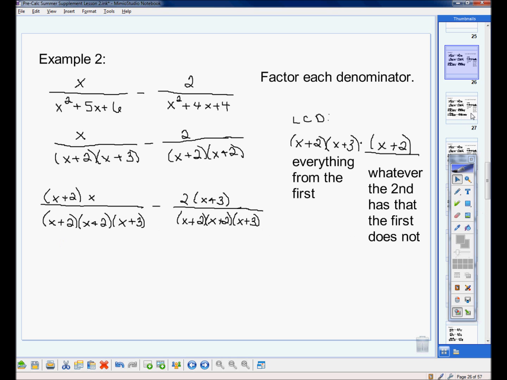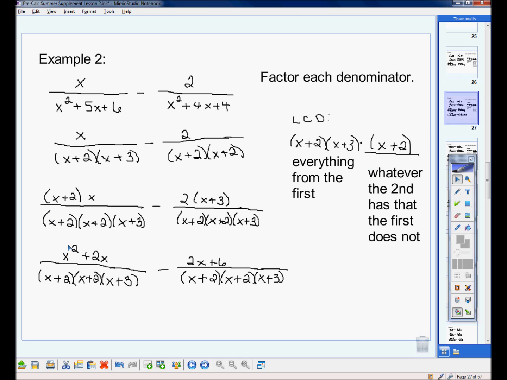Alright, now we need to do some simplifying. This x needs to be multiplied here. This 2 needs to be multiplied here. Now I'm not going to do anything about simplifying the denominator yet, though. I'm going to leave that in factored form just in case we need to reduce it later on. Okay, so here's our x. Once we distribute it to x plus 2, we get x squared plus 2x. And here when we distribute our 2, we get 2x plus 6.